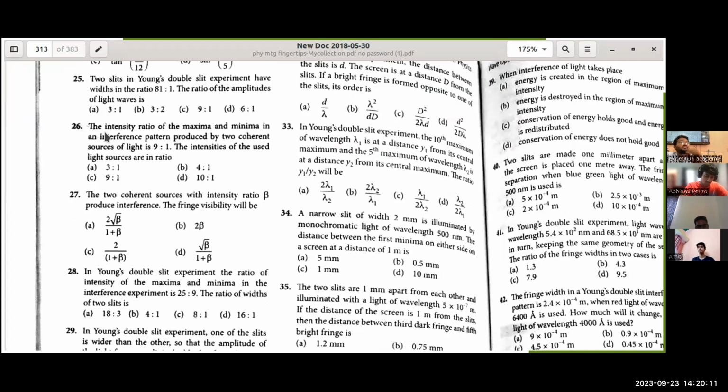26th. The intensity ratio of the maximum and minima in the interference pattern produced by two coherent sources of light is 9:1. That means which ratio are they given? I max by I min is 9:1. The intensities of the light used are in what ratio? I max by I min is equal to 9/1, which is equal to root of I1 plus root of I2 the whole square divided by root of I1 minus root of I2 the whole square.